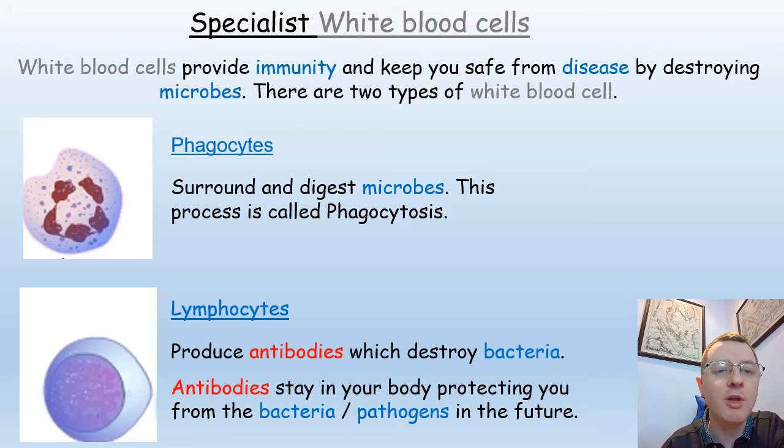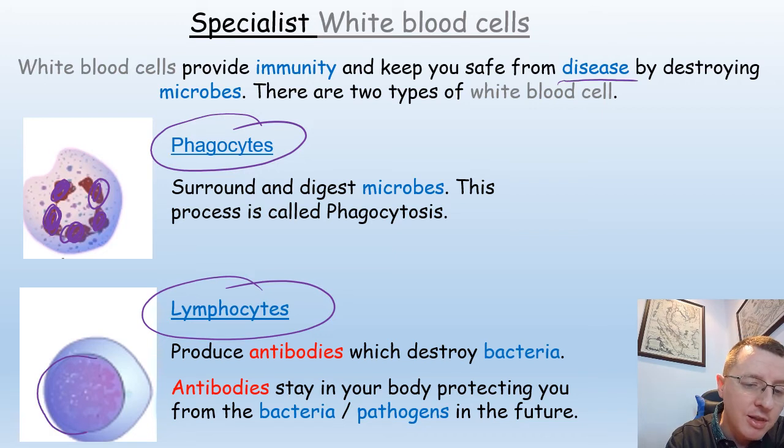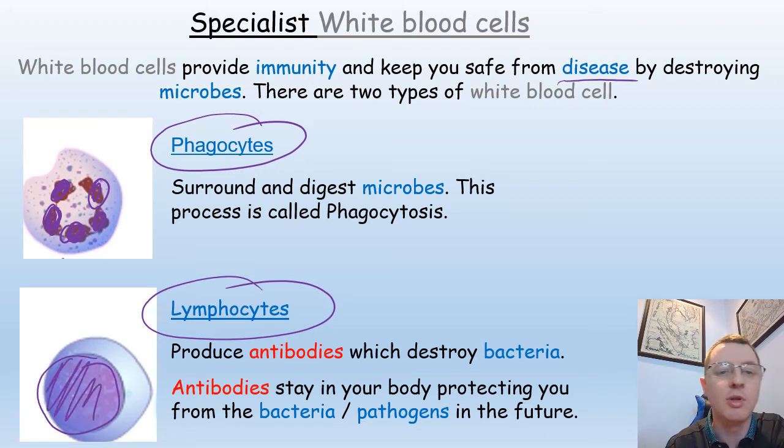The next cells on our list are the white blood cells, and they will provide immunity and keep you safe from disease by destroying microbes, particularly pathogenic microbes like pathogenic bacteria, fungi or viruses. There's two basic types of white blood cell, the phagocytes and the lymphocytes. You can tell the difference by looking at the shape of the nucleus. Phagocytes have this sort of strangely lobed nucleus, whereas lymphocytes have a very large circular nucleus.